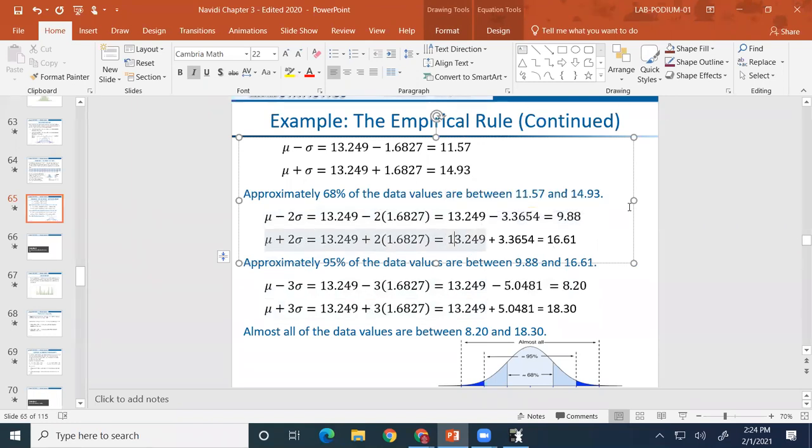So remember the mean right there. So there's a line in the middle. That's why that's always the same. And two standard deviations was 3.3654, and three standard deviations was 5.0481. So then you get almost all the data from here to here, that negative 5.0481, and then the plus is on that side, and that's how we get those two numbers.